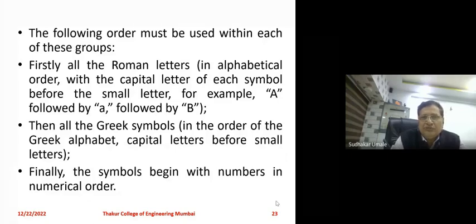The following order must be used within each of these groups. Firstly, all the Roman letters in alphabetical order with the capital letters of each symbol before the small letters. For example, A is selected first, then small a, followed by B. So in this way, you are writing Roman letters, then capital letters, small letters, then all the Greek symbols in the order of the Greek alphabet, capital letters before small letters. Finally, symbols beginning with numbers in numerical order. So this is about nomenclature. Nomenclature writing is a skill and you have to adapt it.